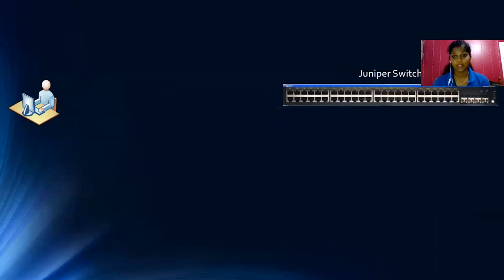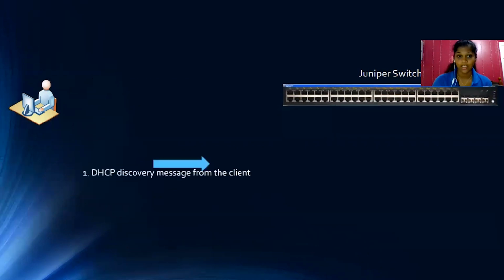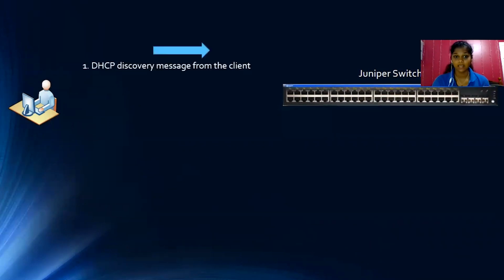So this is basically going to show you all on a high level how DHCP works. I'm going to keep it a bit simple. I'm not going to get too technical. So this is how it works. We have a user who's plugged into the switch. The first thing that happens is the client would send a DHCP discovery towards the DHCP server, which in our case is the Juniper switch.